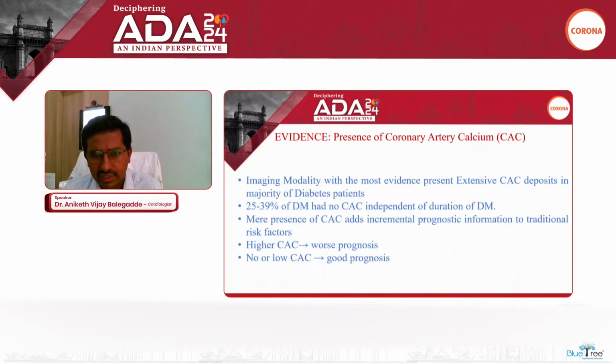So, the presence of coronary artery calcium in the subset of patients with diabetes. Whenever you subject a diabetic patient to a CT scan to see the coronary artery calcium, based on the coronary artery calcium score, do we have any benefit in identifying these ASCVD risk patients? Higher coronary artery calcium definitely has a worse prognosis, in the sense they would go on to develop further stenosis, further ASCVD events. Lower or no coronary artery calcium score had a very good prognosis. So coronary artery calcium score definitely has a role. The higher the score, the worse the prognosis. The lower the score, the better the prognosis.